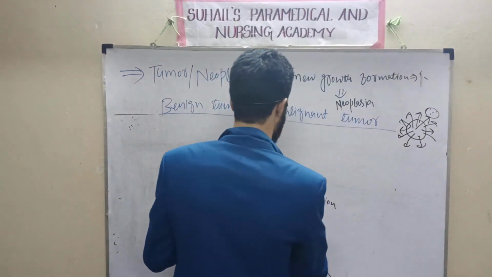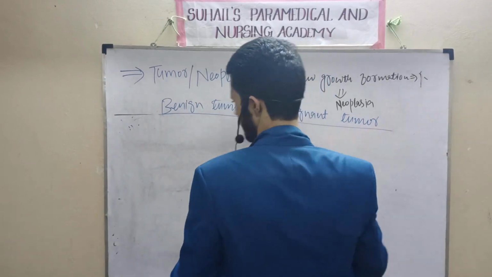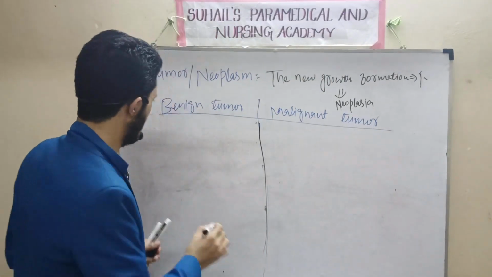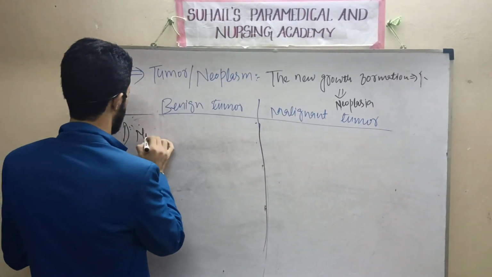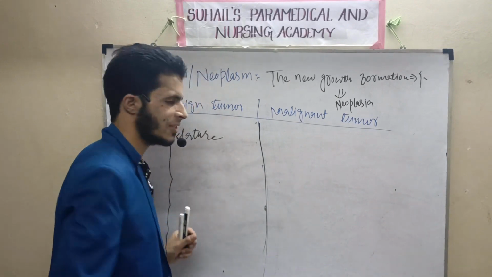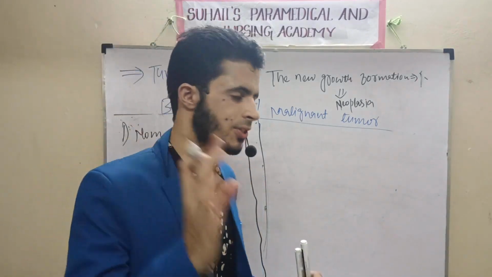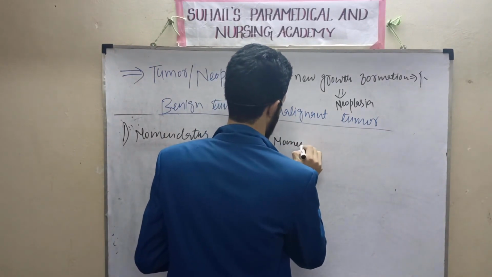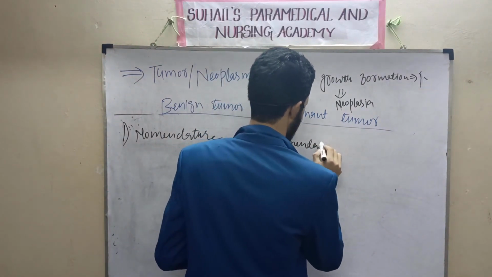Now I will tell one more point. That is the nomenclature. What is the nomenclature here we are using? The nomenclature is the system of naming. The naming system. Here also there will be nomenclature.